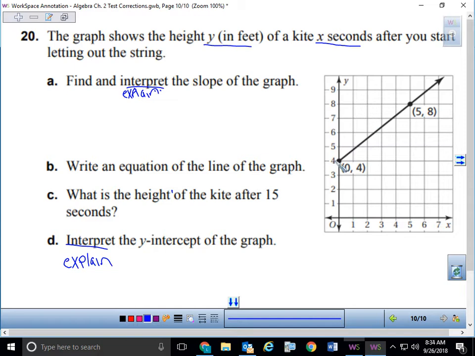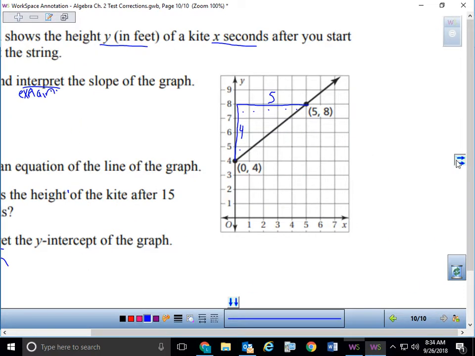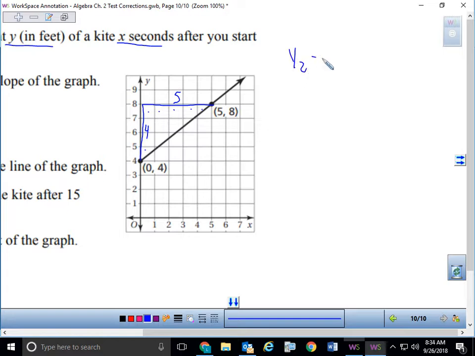I'll show you both. Drawing my triangle, when I read left to right, my line is going up, which means it's positive. So if I draw a triangle, I'm rising from the bottom point and running to the top point. I rise 1, 2, 3, 4 boxes, and I run 1, 2, 3, 4, 5 boxes. So first of all, slope equals 4 over 5.